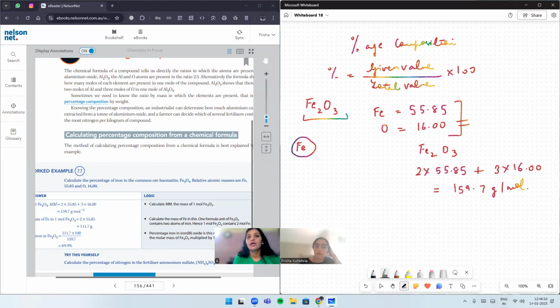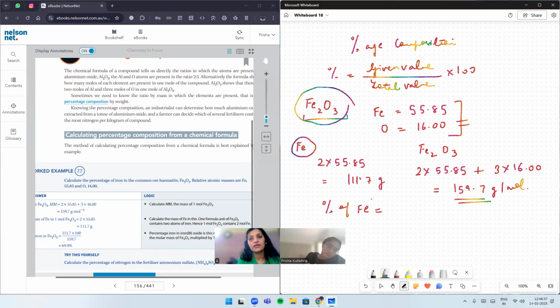Now, for calculating the percentage of iron, I have got the total atomic mass. And what is the mass of iron present in this compound? That should be twice of 55.85, which is around 111.7, right? So now, percentage of iron is the mass of the iron found in the compound, which is 111.7, over the total mass of the compound, into 100.